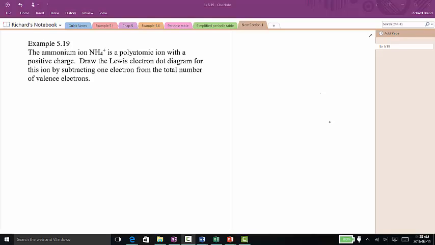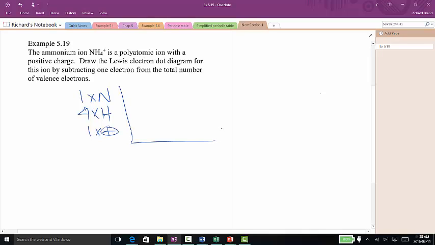Example 5.19. The ammonium ion is a polyatomic ion with a positive charge. There's 1 nitrogen, 4 hydrogens, and the net charge of this polyatomic ion is positive. Well, let's figure out how many valence electrons are available. In this compound, we have 1 nitrogen atom, 4 hydrogen atoms, and 1 positive charge. So here's how you deal with this.